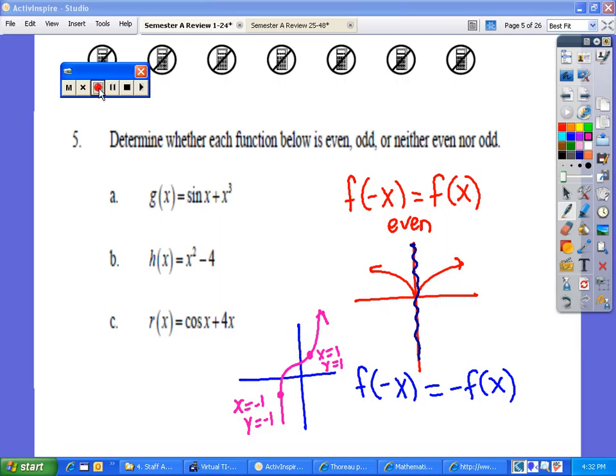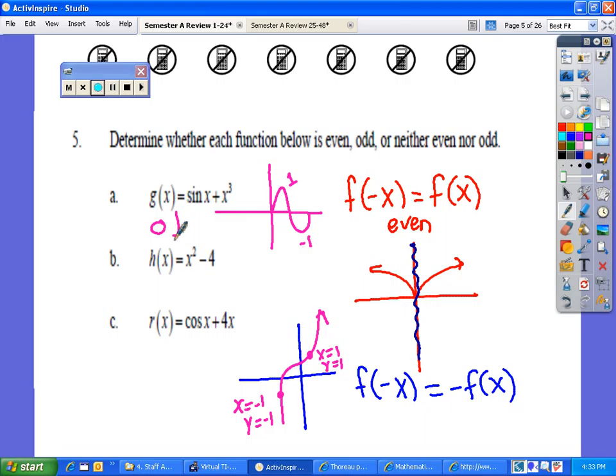So you know that a sine graph looks like this, and a cubic graph kind of looks like this. So if you add them together, they're going to wind up being symmetric to the origin. Because here this is 1 and this is -1. And the same idea here. So the first one is going to be odd.